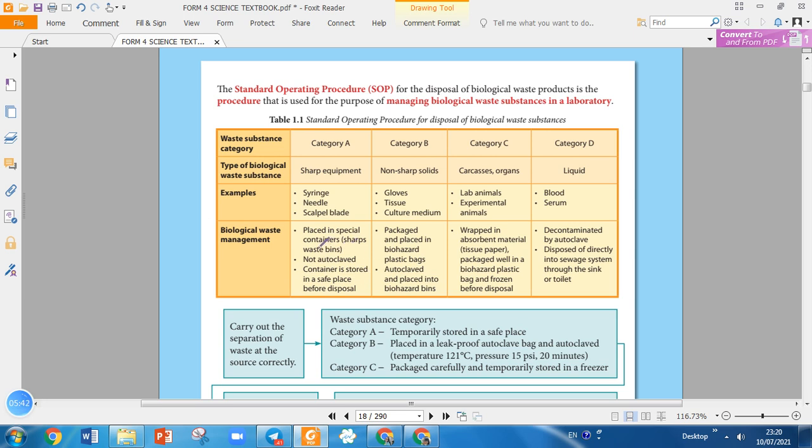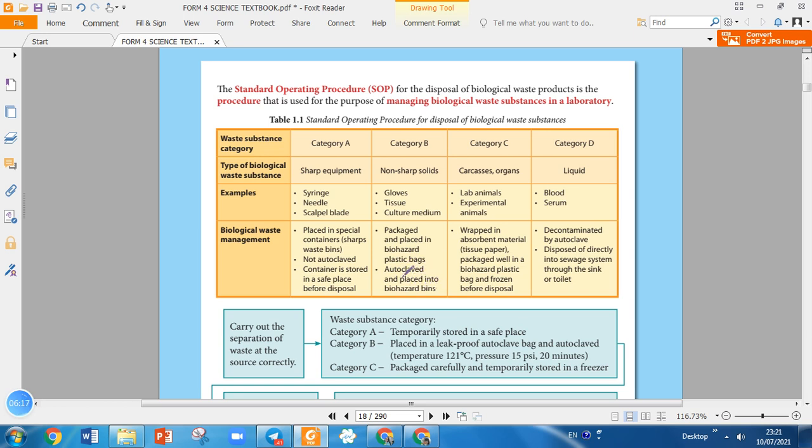Autoclave is a process where you adjust the temperature up to 121 degrees Celsius. So we did not carry out the autoclave process. Category B wastes are non-sharp solids, for example gloves, tissue, and culture medium. These waste substances can be packaged and placed in biohazard plastic bags. We have to autoclave them and place them into biohazard bins.